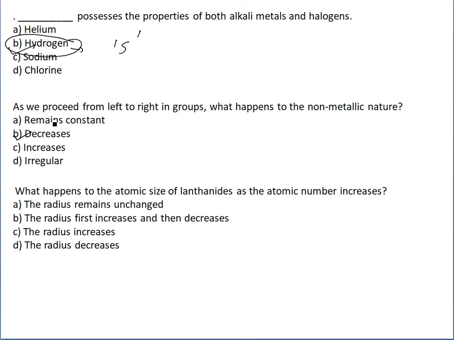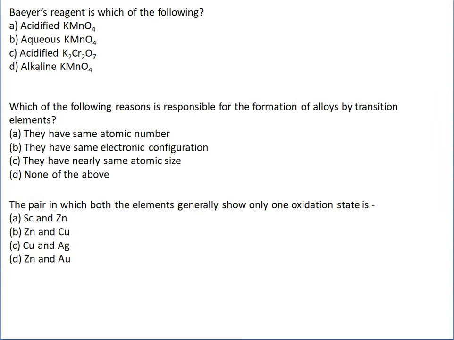Okay. What happens to the atomic size of the lanthanides as the atomic number increases? This is known as the lanthanoid contraction. So what will happen? The radius will decrease. Okay. Bayer's reagent is which of the following? Bayer's reagent is acidified KMnO4, and KMnO4 also acts as an oxidizing agent.